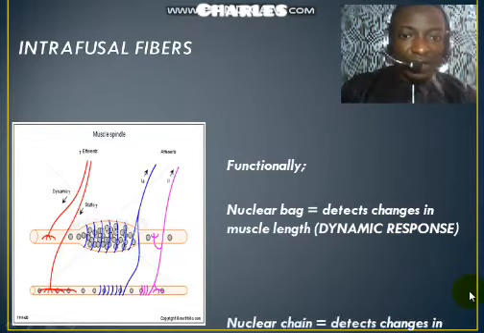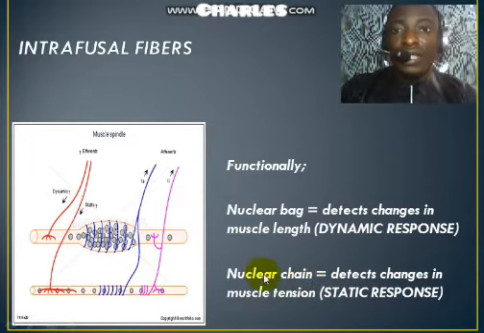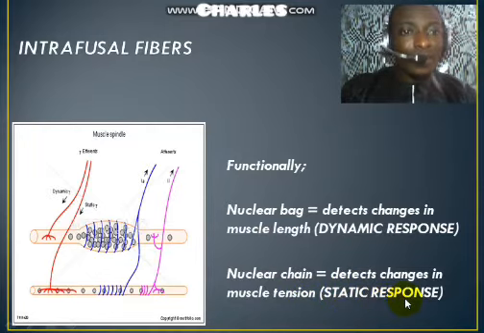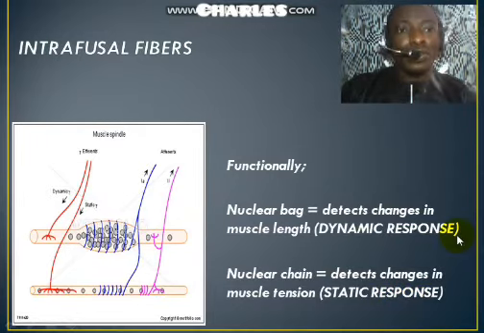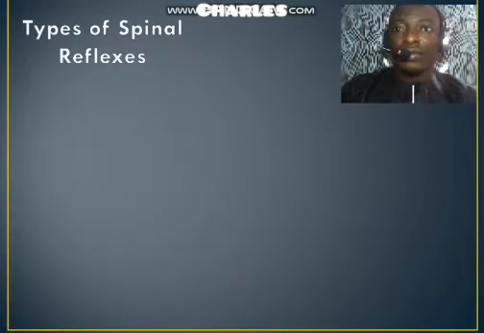Now, it also dictates changes in muscle tension. The nuclear chain component of the intrafusal muscle fiber, that is this fiber here, is solely responsible for detecting changes in muscle tension, and this is known as static response. Changes in muscle tension is known as static response. You know that when your muscle contracts, the muscle length changes, it shortens. The tension may either increase or decrease. You will do all of that in excitable tissues, muscle physiology. I'm going to take my time to explain all of that.